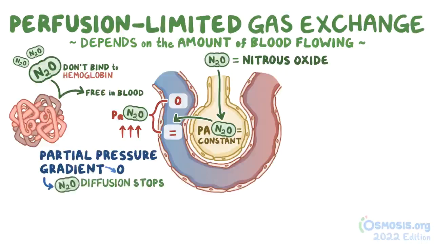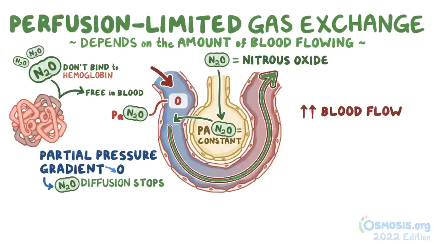In this situation, the only way to increase the net diffusion is to increase blood flow through the pulmonary capillary. Increased blood flow rushes nitrous oxide-rich blood through the capillary and brings in new blood with no or less nitrous oxide in it, restoring the partial pressure gradient.